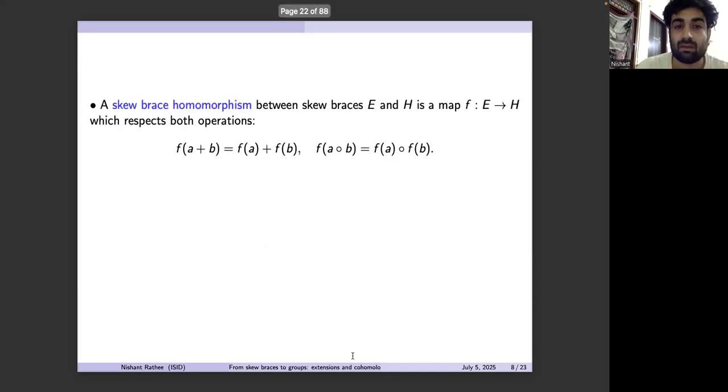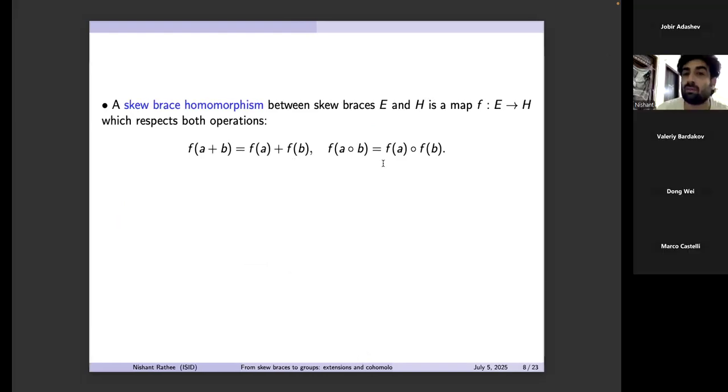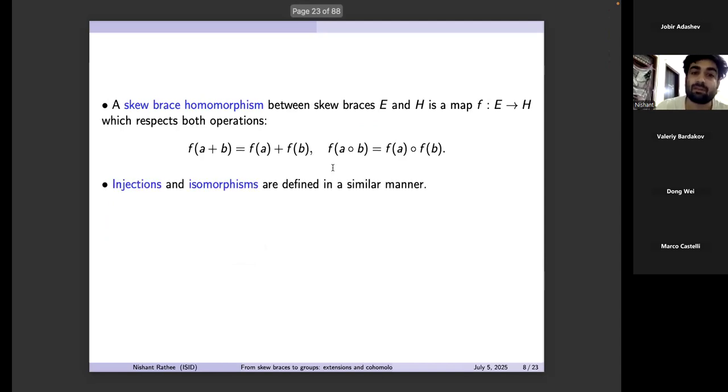Let me tell you what the skew base homomorphisms are. If you have two skew bases E and H, then a map f from E to H is called a skew base homomorphism if it respects both of the operations. Injection and isomorphism are also defined in a similar manner. If f is injective, we call it an injection. If f is a bijection, we call it an isomorphism.